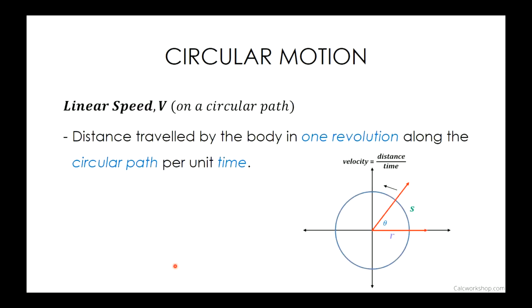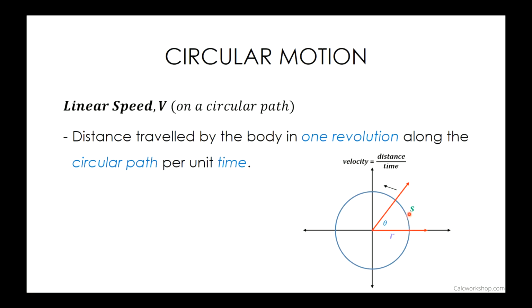So let's start. I-introduce muna natin yung linear speed. So linear speed, which is represented by big letter V, can also be found on motion along a straight line. So ito yung velocity. Pero on a circular path, meron din tayong linear velocity. So this is the distance traveled by the body in one revolution along the circular path per unit of time.